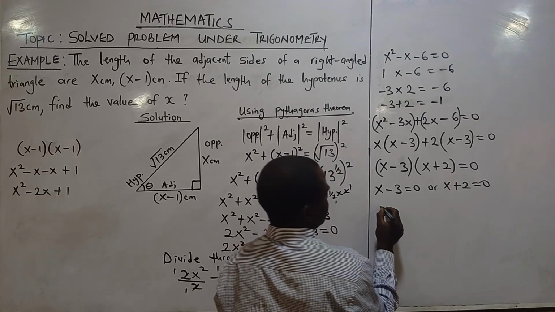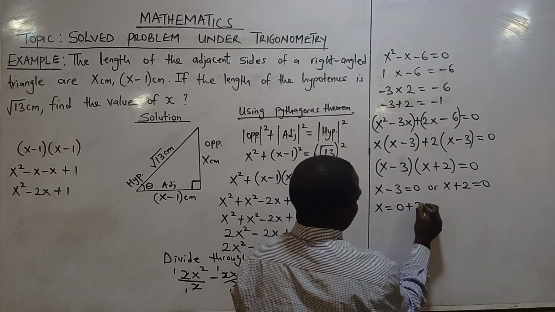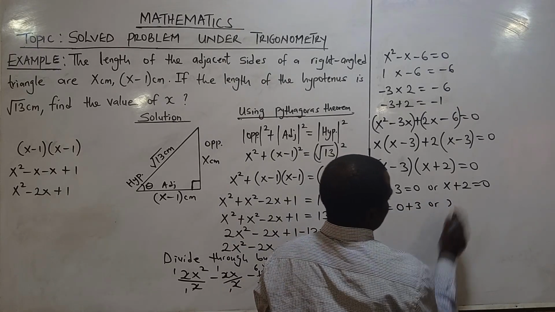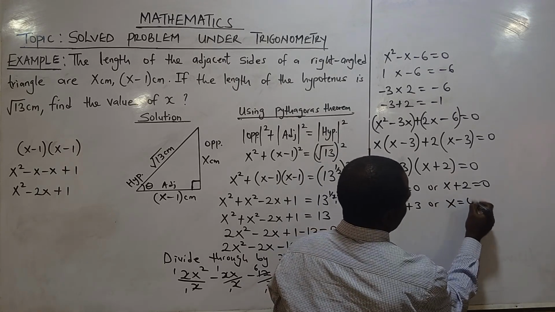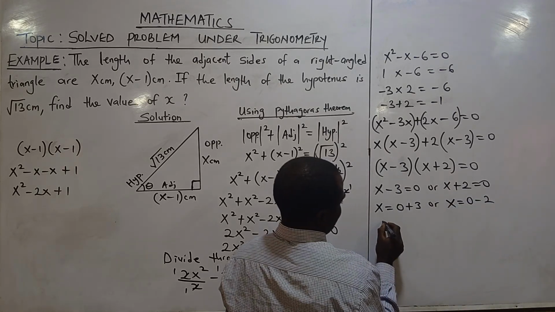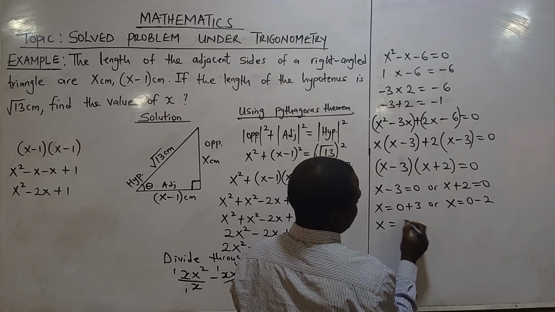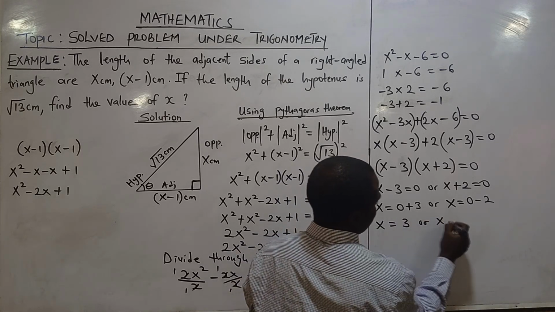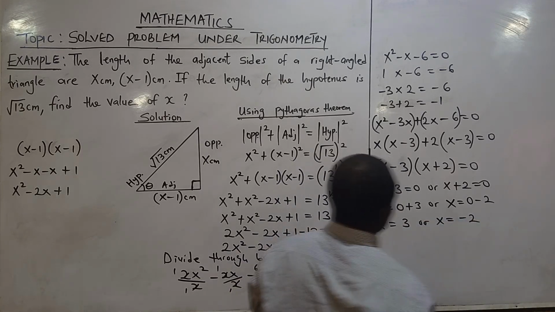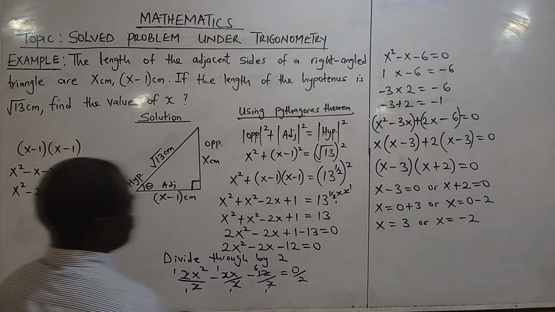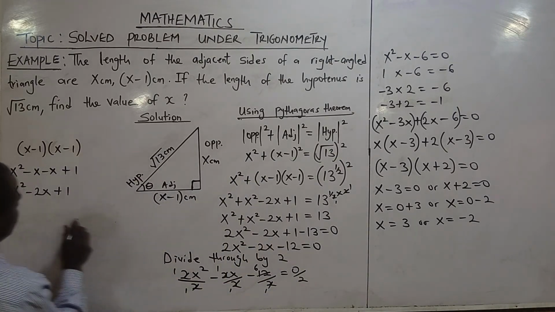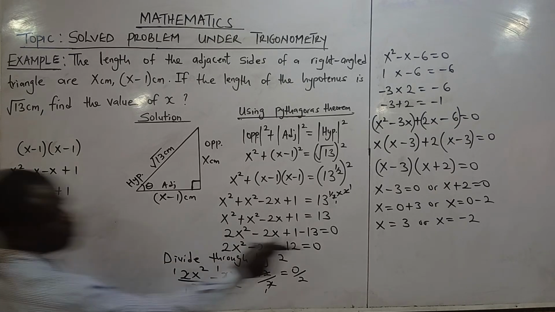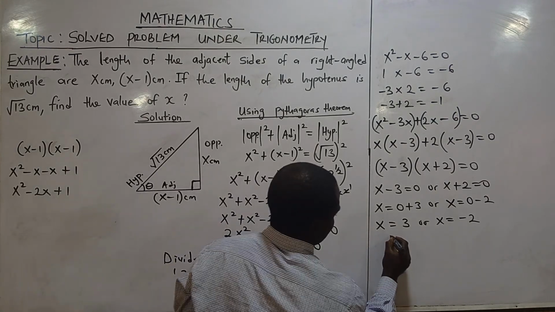Let's collect the like terms. x equal to 0 plus 3 or x equal to 0 minus 2. x equals 0 plus 3, that's 3, or x equals minus 2. Okay, now let's confirm what we are doing, whether we are going to get this one back. Let's substitute into this place, x minus 3 for the first one. Let's check.